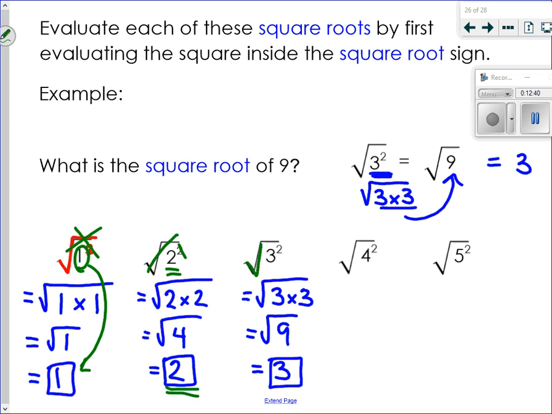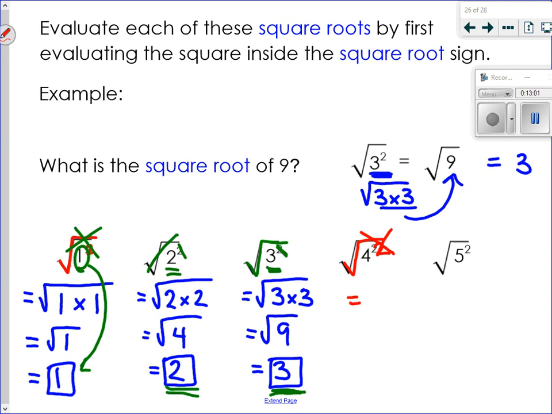The square root sign cancels the squared operation. Your answer is 3. So let's see if we can do the last two without even needing to show all of the work. If we are taking the square root of a number squared, those two operations are opposite operations. They will cancel each other out.